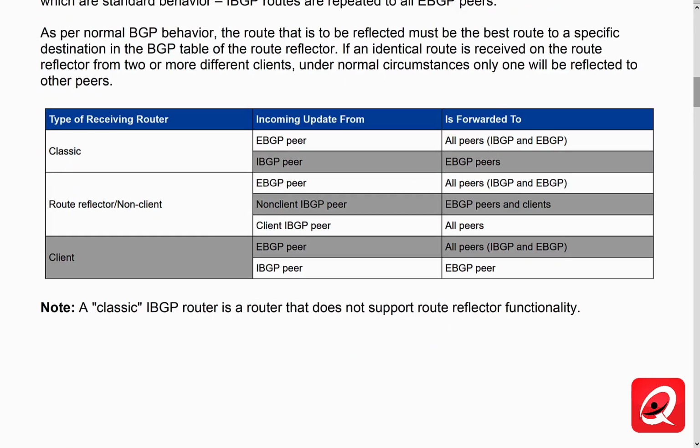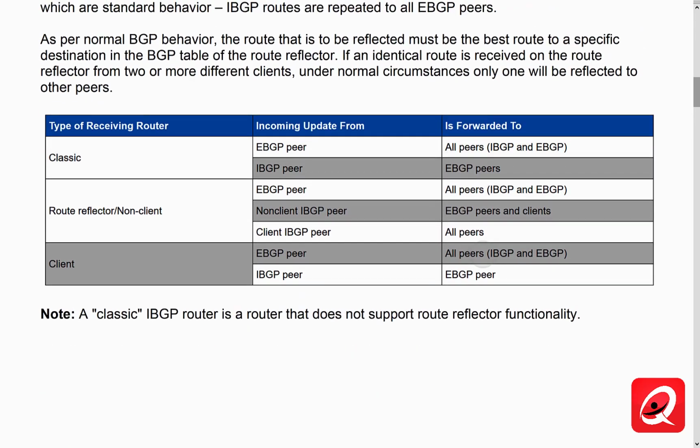So the last thing we have here is this table that represents the combinations of peers and how the split horizon rule applies to them. If I get an incoming update from an eBGP peer, I can forward that to everybody. There's no restriction to that. I can send it to my iBGP neighbors. I can send it to my eBGP neighbors. If I get a route from an iBGP peer, I can only send it to eBGP peers. I can't send it to other iBGP peers.